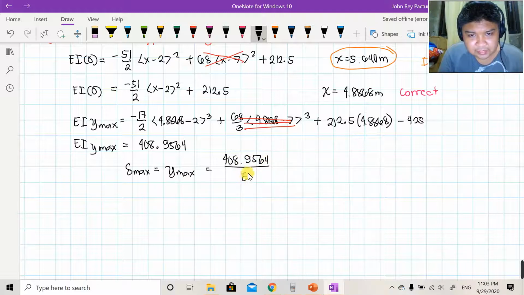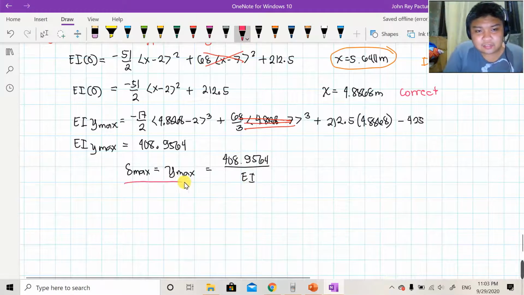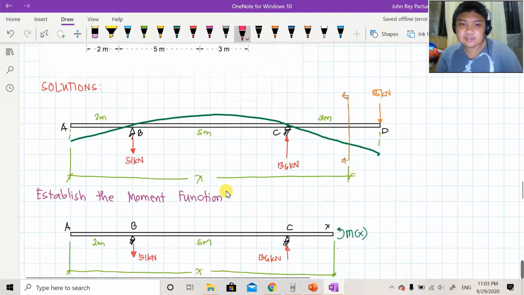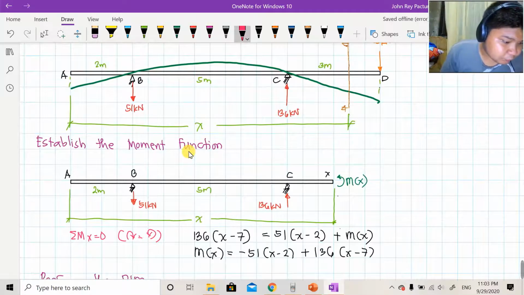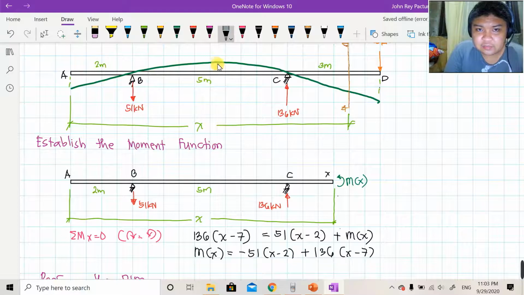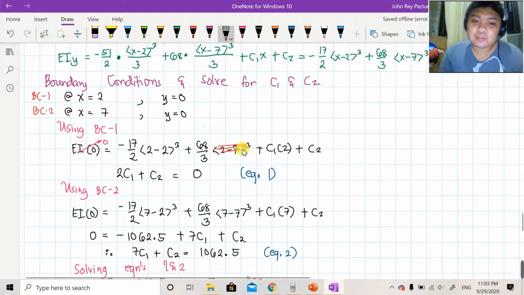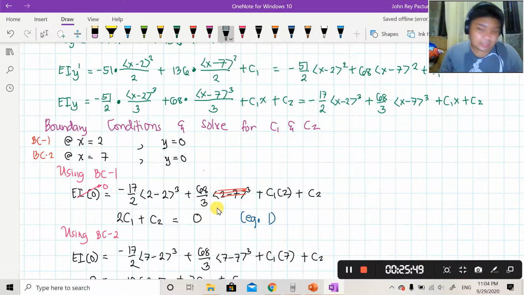408.9564 over EI. So gusto ko lang dito, class, i-reflect itong sagot natin doon sa na-drawing natin na elastic curve. So kung mapapansin nyo, sa elastic curve natin, pataas siya. So yung 4.8868 natin, class, is somewhere here siya. So I believe nandito siya. Okay? Tapos, ito yung kanyang maximum deflection. So, ayan siya. So, since nasa taas siya, umangat, expected mo na positive siya. However, for the deflection, tandaan nyo to, ang pinag-uusapan natin dito ay absolute value.